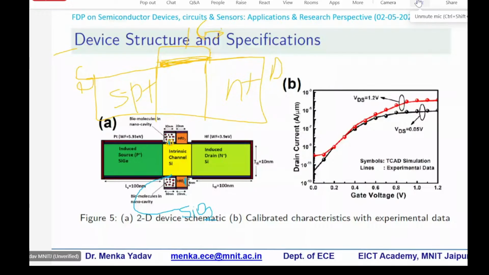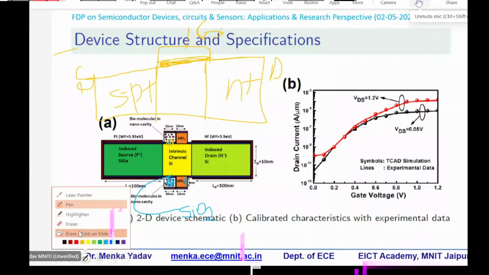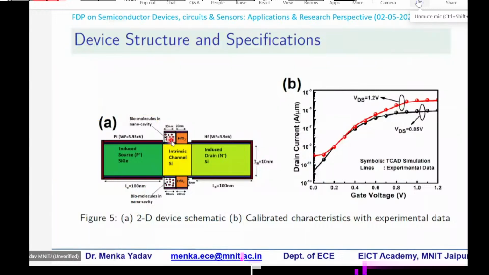Now, what is here? This was actually a cavity. You can see the red particles there. These are nothing but biomolecules in the nanocavity. So we have to make this cavity. This is the cavity, you can see the red pointer. I think it is visible on your screen. In this cavity, biomolecules are placed, so we have to inject the biomolecules over here.